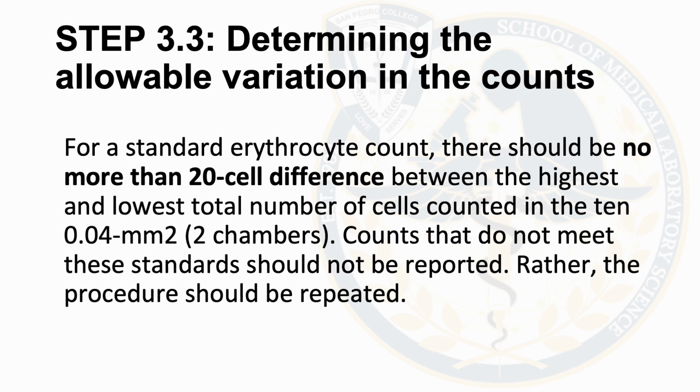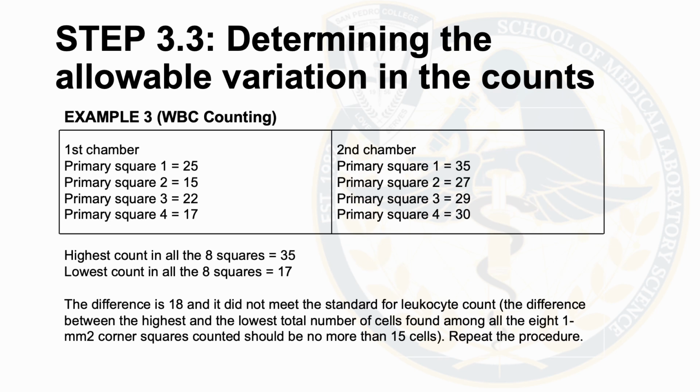So, again, for the WBC, 15 cell difference lang. For the RBC, 20 cell difference. Okay, 20 cell difference. So, anong ibig sabihin yan? Okay, so, for example, WBC counting. So, sa first square, 25 ang na-count mo. Second square, 15. Third square, 22. Fourth square is 17. But this is only for the first chamber.